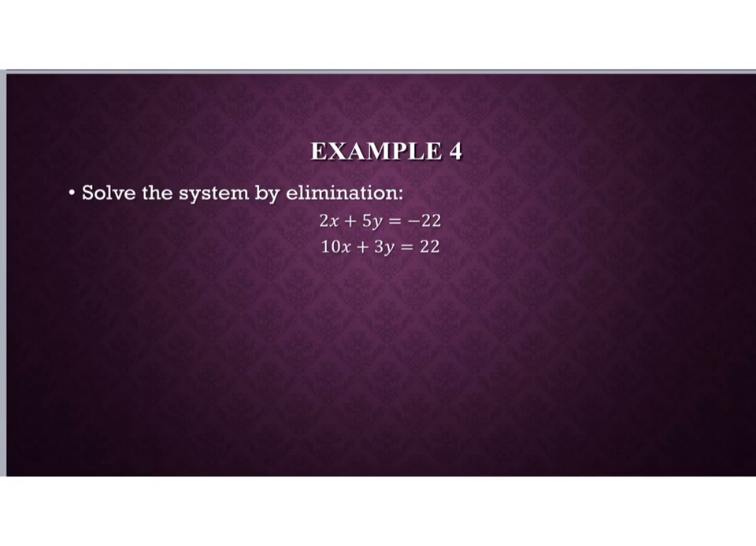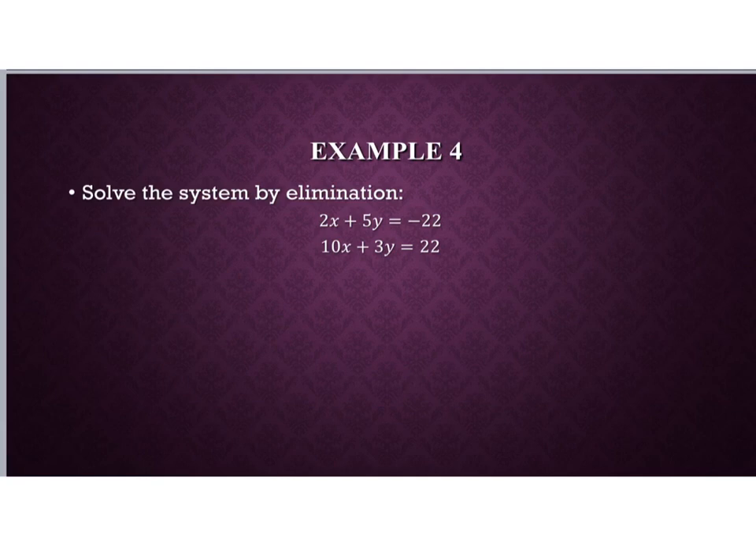Now today, things are going to be one step trickier, okay? And by that I mean, notice between these two equations, I have a 2x and a 10x, and I have a 5y and a 3y. So in order to get my equations so that I have the same coefficient but with opposite signs, I'm going to have to multiply one of my equations by a numerical value that's going to give me the same coefficient.